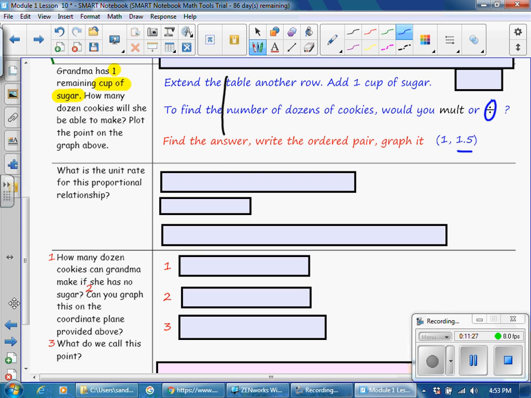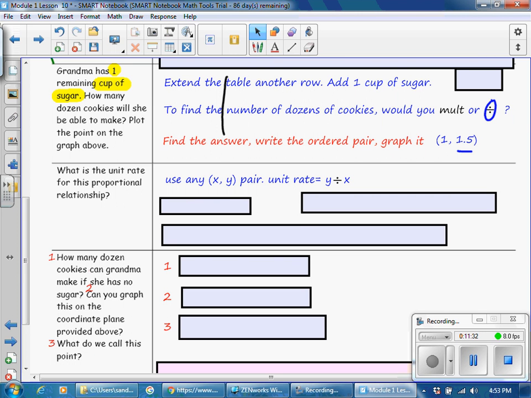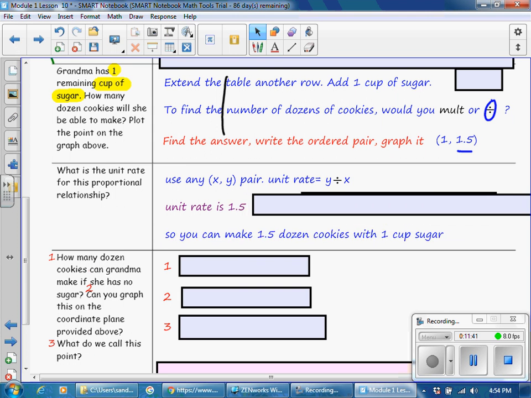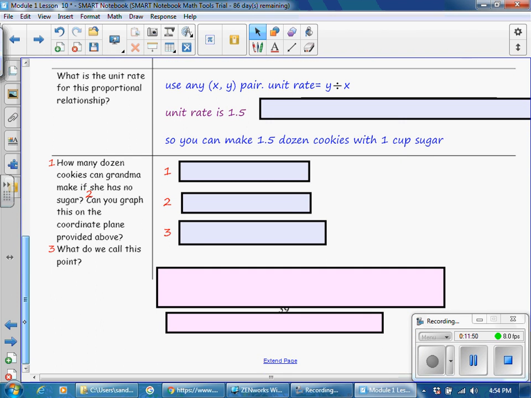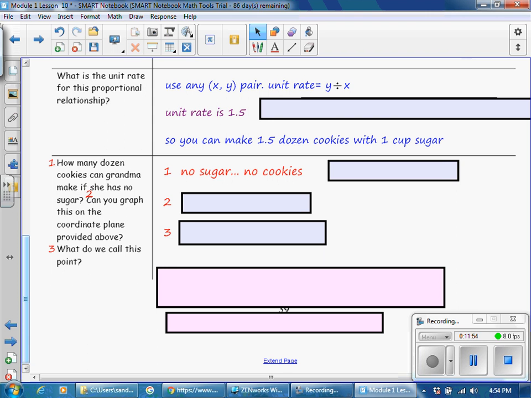What is the unit rate for this proportional relationship? Well, for any pair, we actually already calculated this. It's y divided by x, and it's 1.5. So that means that you can make 1.5 dozen cookies with 1 cup of sugar. Next, how many dozen cookies can Grandma make if she has no sugar? No sugar, no cookies. Can you graph this on the coordinate plane?